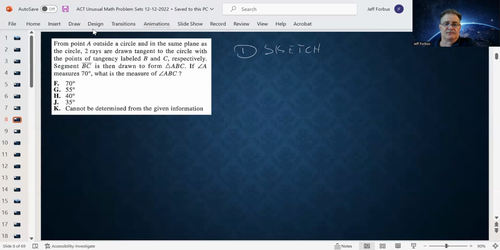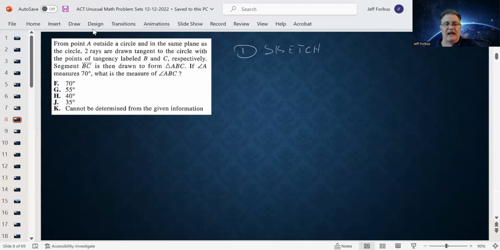Make a sketch so that you can understand the paragraph better. And sometimes you come to vocabulary words that you just don't know. And if you don't know those vocabulary words, it's going to be tough to solve the problem. So let's walk through this one step at a time.